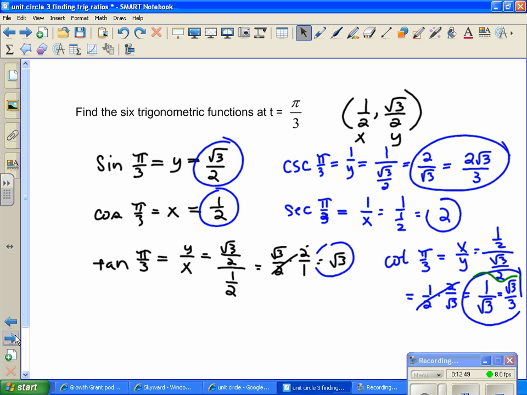I would also teach how to come up with the Pythagorean identities. So those would all be things that go along with this particular unit of study.